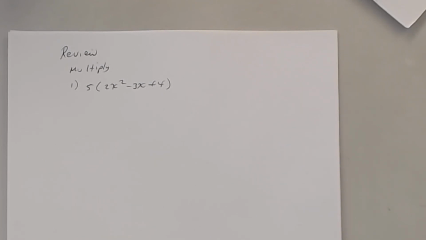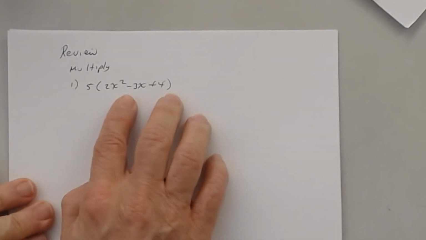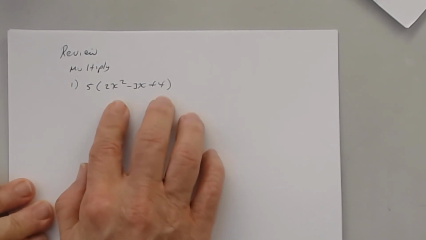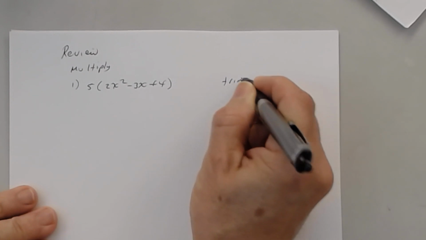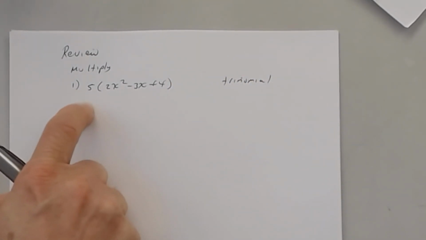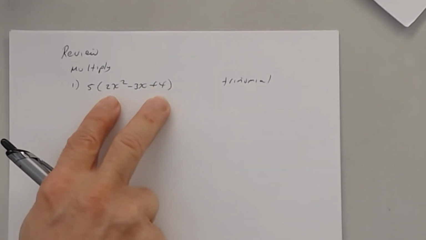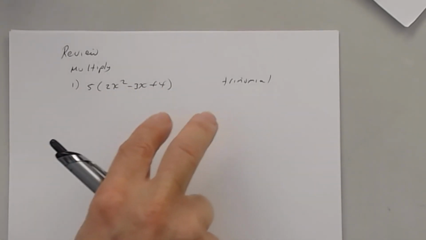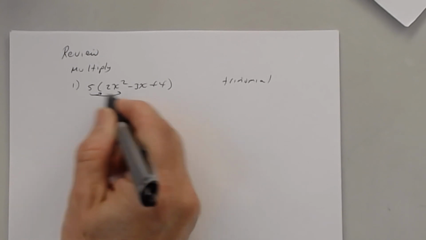So basically what you have here is inside the parentheses, how many terms do you see? 3. So that was called a trinomial. Remember that, a trinomial? On the outside, you only see one term, right? 5. So when it's just one term, we call it a monomial. So whenever you have a polynomial, poly meaning one or more terms, multiplied by a monomial, you just use the distributive property.